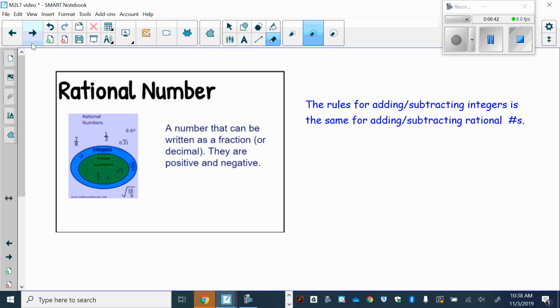When we add and subtract with rational numbers, we use the same rules, the same process as adding and subtracting with integers. Now we just need to remember our fraction and decimal rules also.